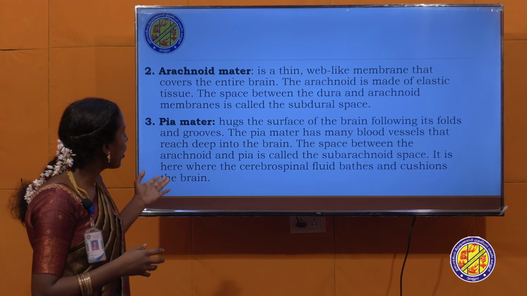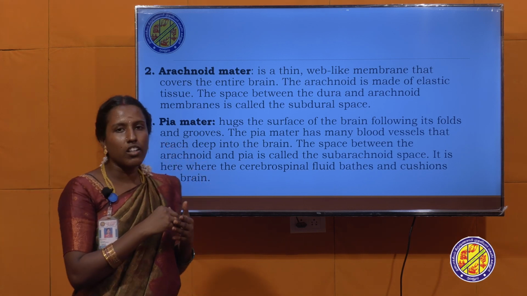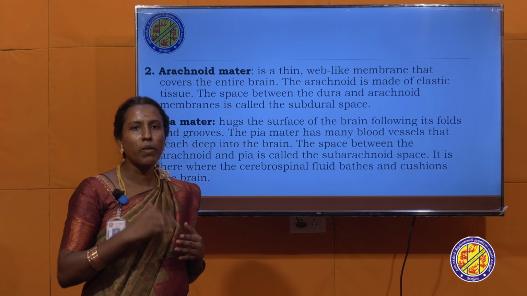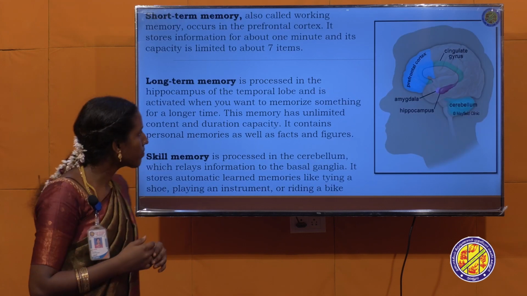Okay, so in the arachnoid layer we have cerebrospinal fluid. It also helps to protect our brain. It is like a cushion for the brain.